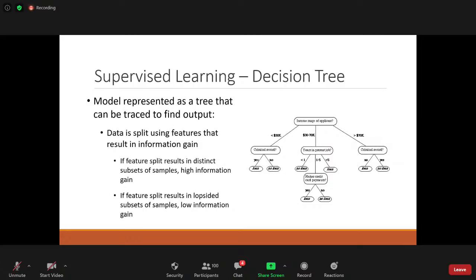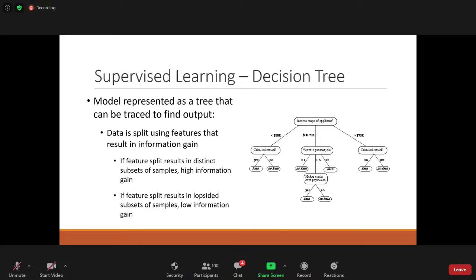Now we're going to look into something called a decision tree. This is a little bit more simpler to think about. There's not as complex of a mathematical model behind it, but instead it's more of a decision-making model. So whenever you work with a decision tree, the model is represented as a tree that can be traced down to find the output. So in this case of the decision tree that I've posted here, this is whether or not we want to award a loan to anybody who's applying for a loan at a bank.